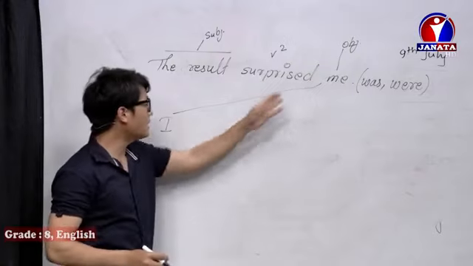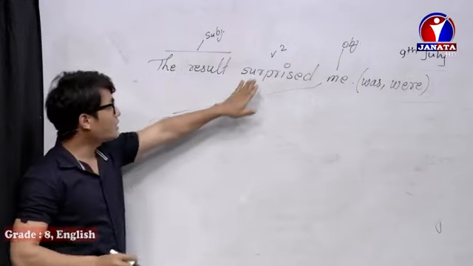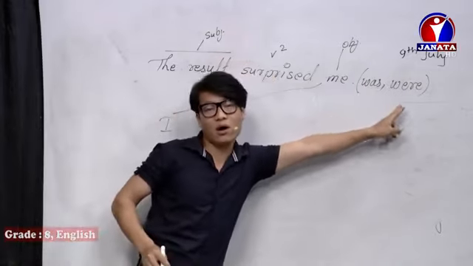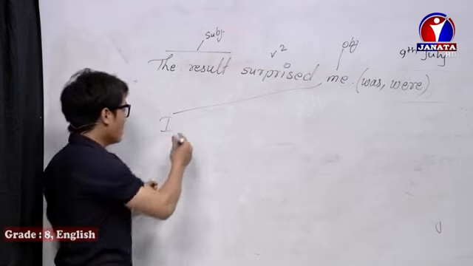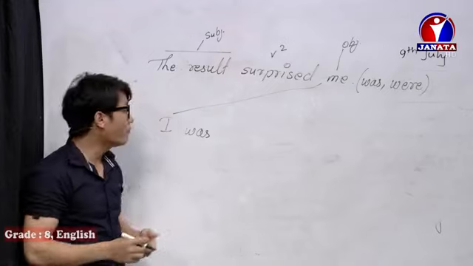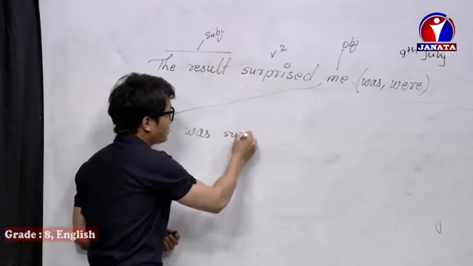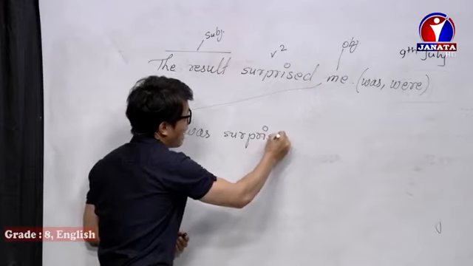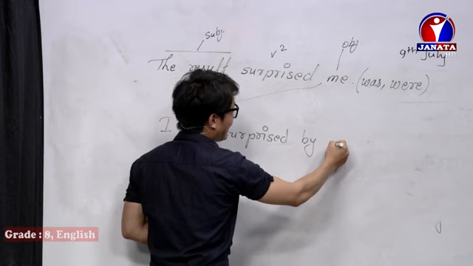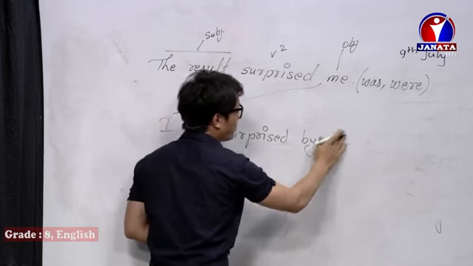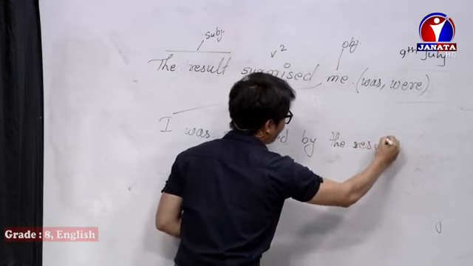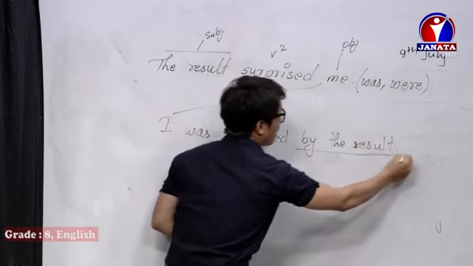The subject case of me is I. So this is simple past, verb 2. Two be verbs: one is was, another is were. So I take was. Then we need verb 3. What is verb 3? Surprised. I was surprised. If you write "by the result" or "by it", then this is wrong.